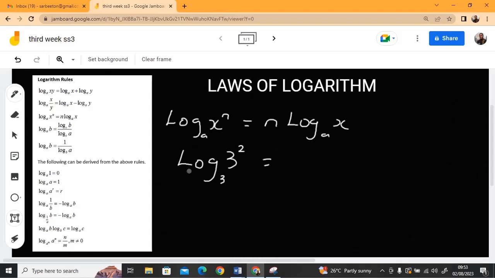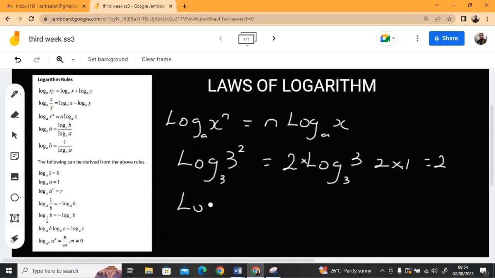So it means this thing can change: bring this 2 to the front to be 2 log 3. And I told you log 3 is 1. So this thing here is now times, so it will be 2 times 1, which is 2. It must be the same thing.